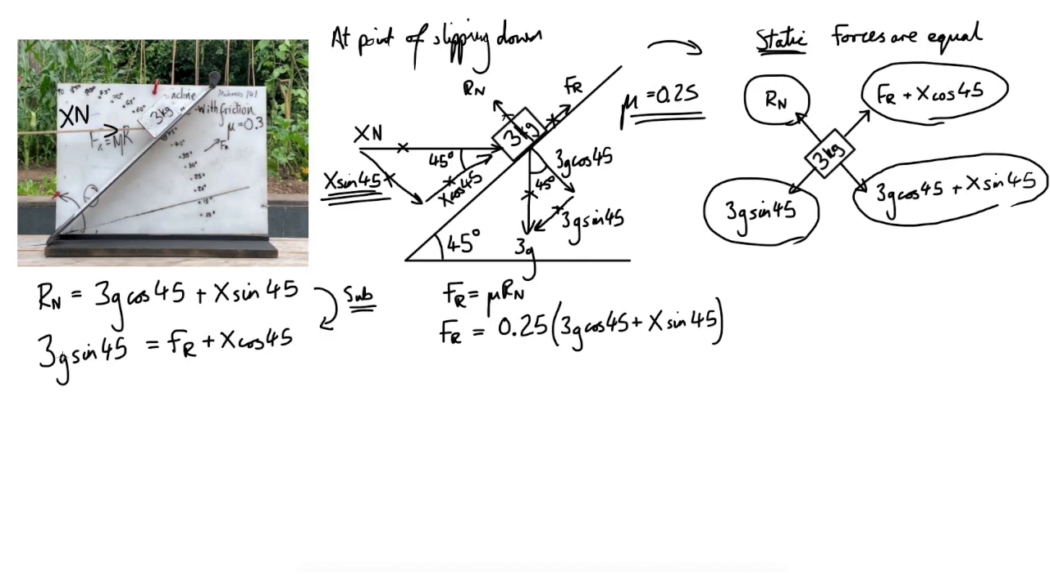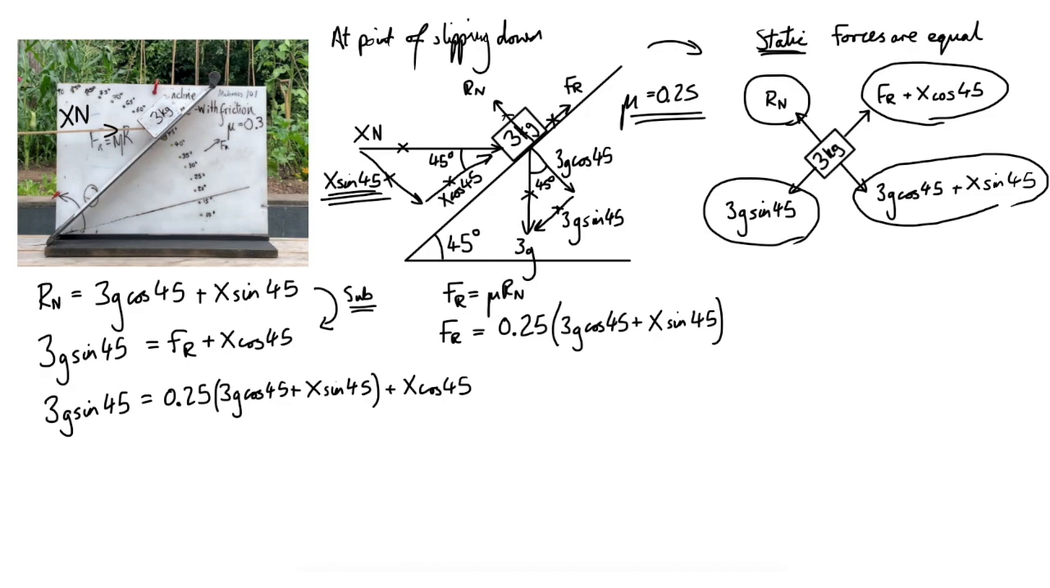Okay, so going back to the second equation, I'm going to write this out. So I'm going to write 3G sine 45 equals 0.25 times 3G cos 45 plus X sine 45 plus X cos 45.